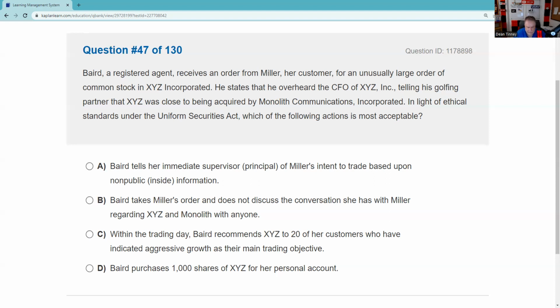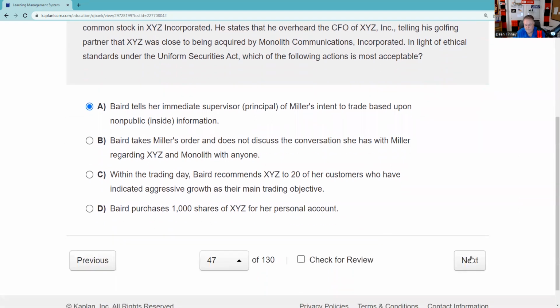Baird takes Miller's order and does not discuss the conversation she had with Miller. No. See, within the trading day, Baird recommends XYZ. You trade along, you shadow the trades. Absolutely not. You purchase it, you front run and buy it for your own account. No. Given that answer set, A looks like our best answer.